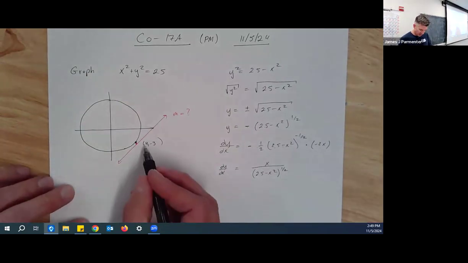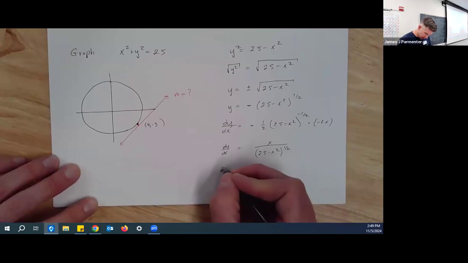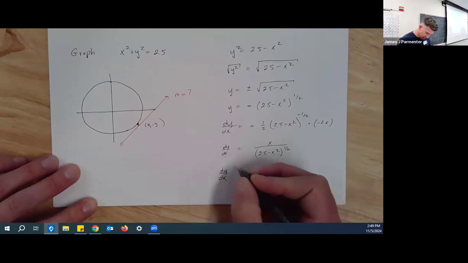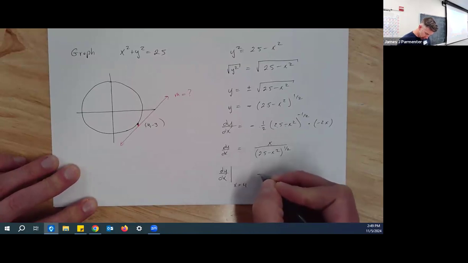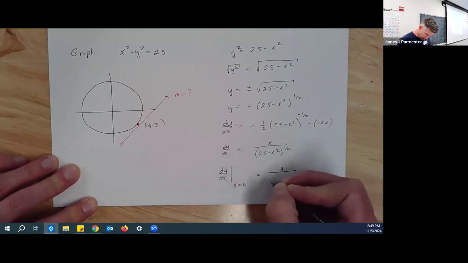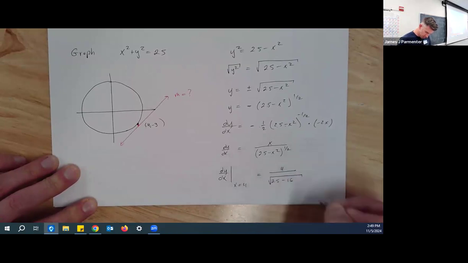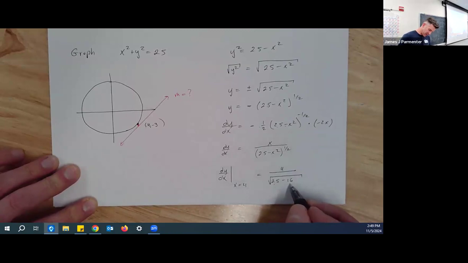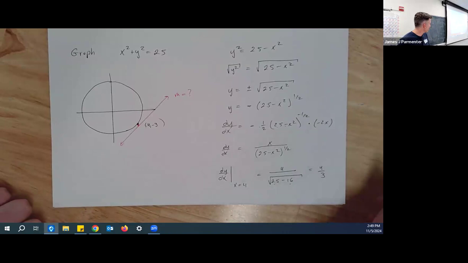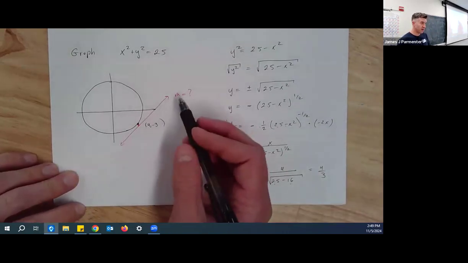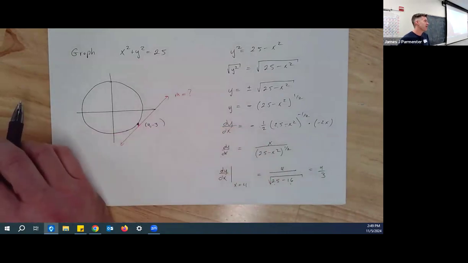Now we can plug in our x value and say that the derivative evaluated at x equal to 4 is going to be 4 over the square root of 25 minus 4 squared. 25 minus 16 is 9. The square root of 9 is 3. So my slope here is 4/3. And that looks plausible, right? The slope of this line is certainly positive, so I'm feeling okay about that.